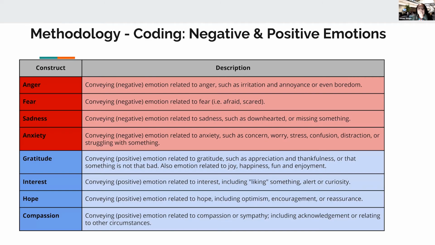And here is the negative and the positive emotion chart. So the red are representing the negative emotions: anger, fear, sadness, and anxiety. Very similar, we had to group certain aspects together. As you'll notice, anger also would include irritation and annoyance. So again, not the traditional word anger that we'd be used to, but just grouping for an overall theme. And for positive emotions: gratitude, interest, hope, and compassion.